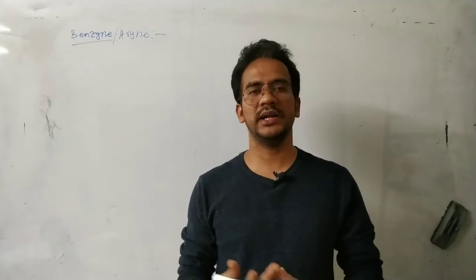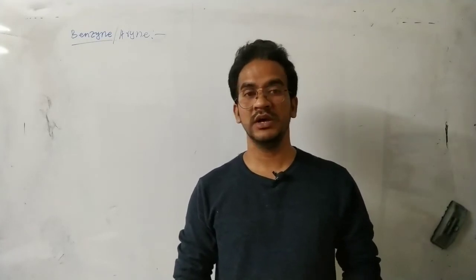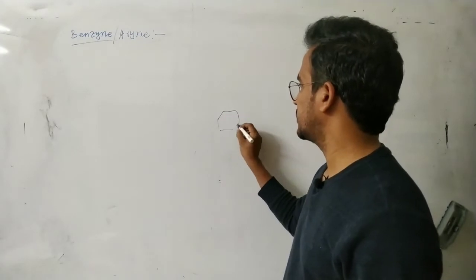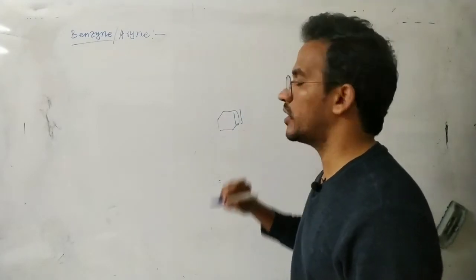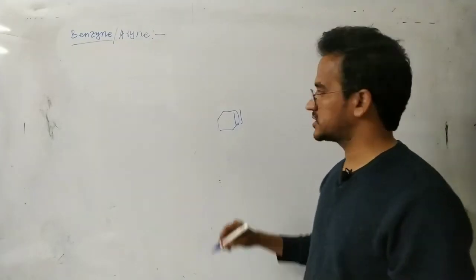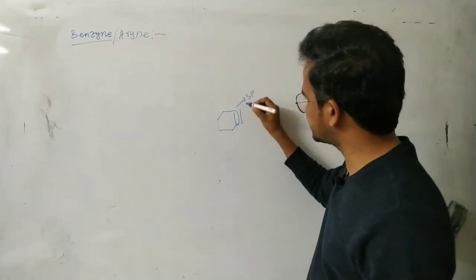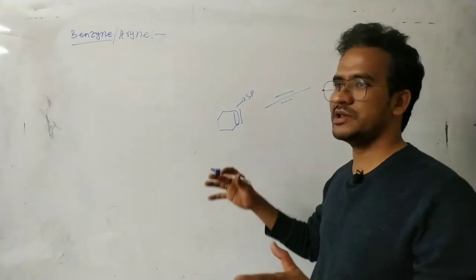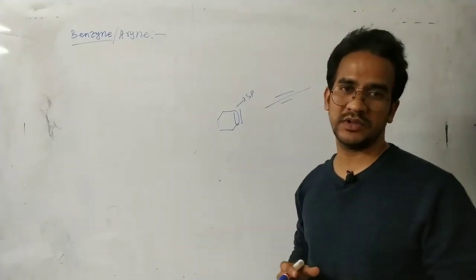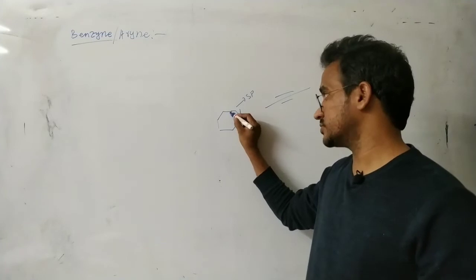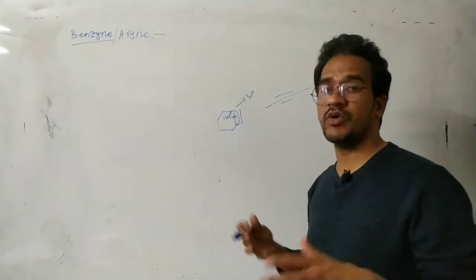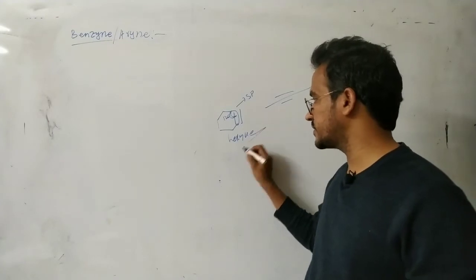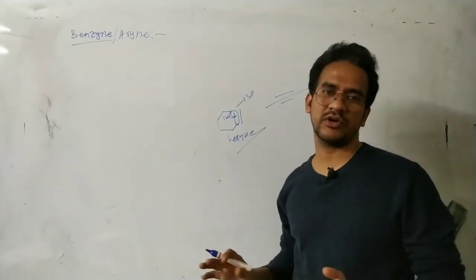But here, with a 6-membered ring, alkynes do not exist. In a 6-membered ring, a triple bond does not exist, because this triple bond carbon must have sp hybridization. Sp hybridization means it must be linear, maintaining 180 degrees. But here 180 degrees is impossible. Here it is 120 degrees, which means more angle strain. So this hexyne does not exist at all.